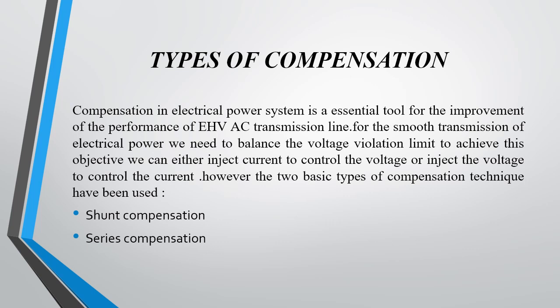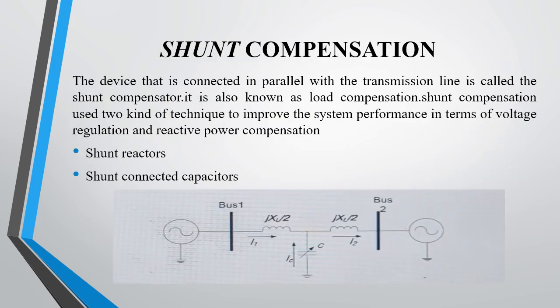To achieve this objective, we can either inject current to control the voltage or inject the voltage to control the current. However, the two basic types of compensation techniques that have been used are, first, shunt compensation, and second, series compensation. Then what is shunt compensation? The device that is connected in parallel with the transmission line is called a shunt compensator. It is also known as load compensation.